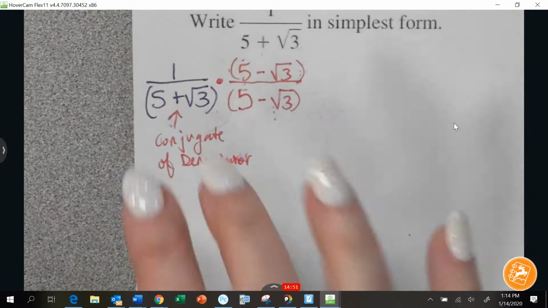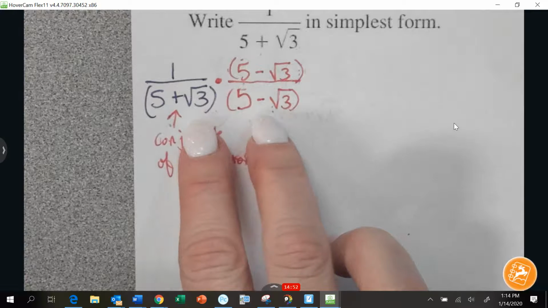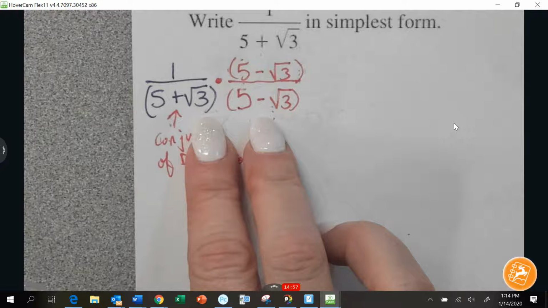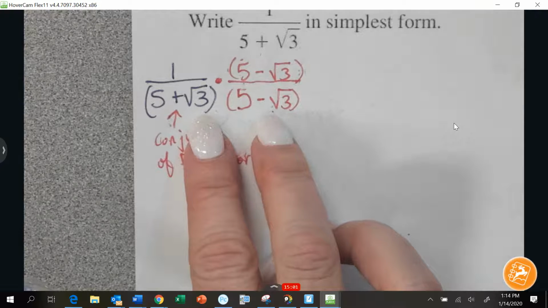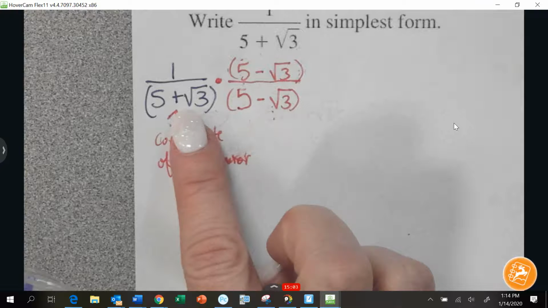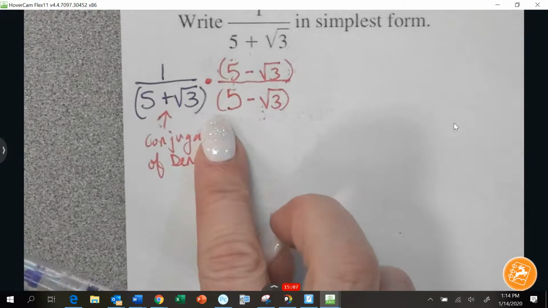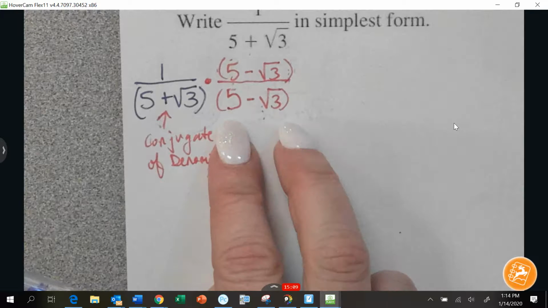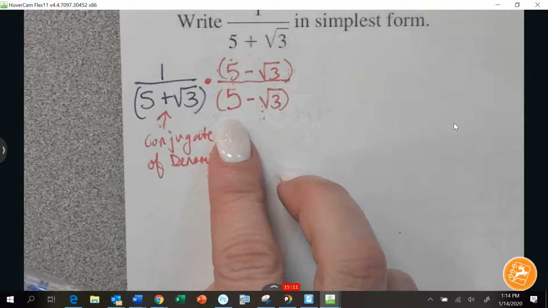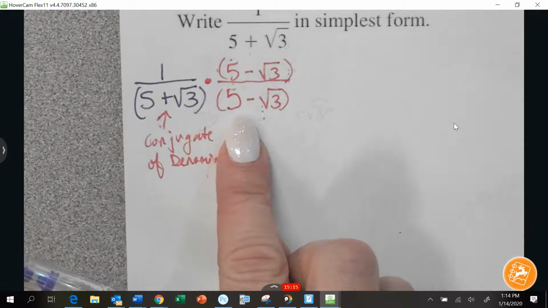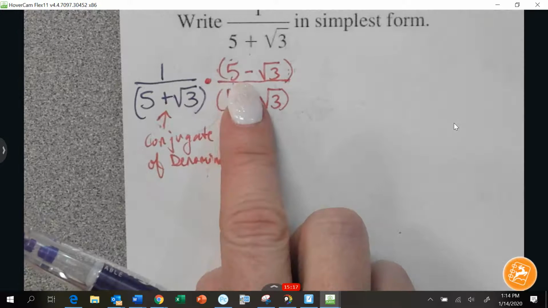Binomial. How do you multiply together binomials? Box method or distributive property, FOIL method. You actually have to use that. You can't just multiply each other. Please take a moment, do your favorite method, and multiply these together. On top, I'm just distributing 1.